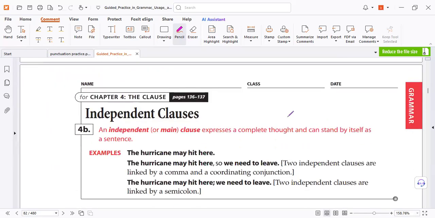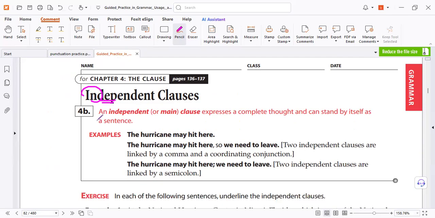Independent, it's from the meaning. Dependent means it depends on another clause to complete the meaning. Independent, it can stand alone. So an independent clause means a complete clause. It has subject and verb and complete thought: subject, verb, and then complement.